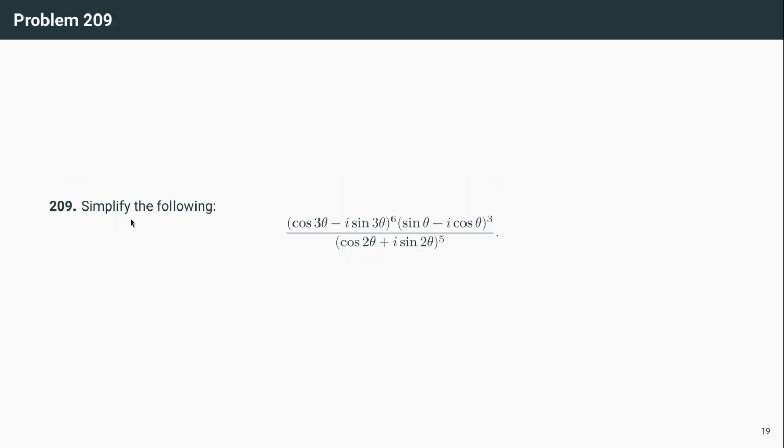Problem 209 says: simplify the following. (cos 3θ minus i sin 3θ) to the power 6 into (sin θ minus i cos θ) to the power 3, divided by (cos 2θ plus i sin 2θ) to the power 5.